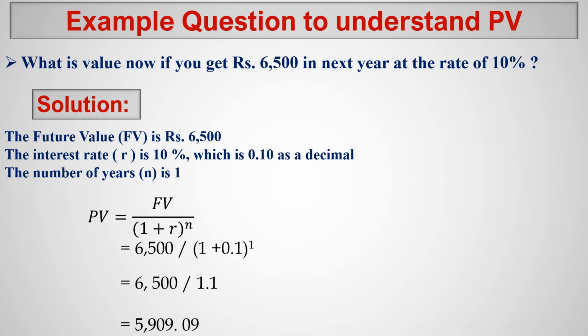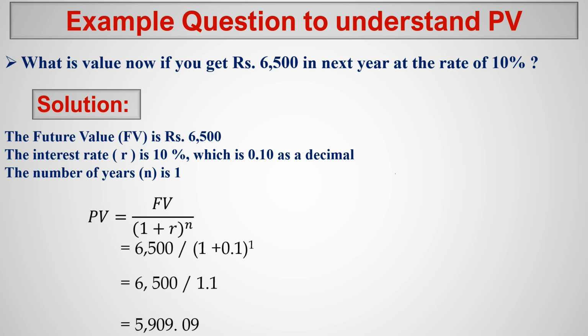So we'll go to another example here. What is the value now if you get 6,500 next year at the rate of 10%? It's a simple question, like you are lending money to someone, and he says that I will pay back next year with an interest rate of 10%. So the question is, what is the present value today? You're giving some money to a friend, but he says I will pay back 6,500 with 10% interest.